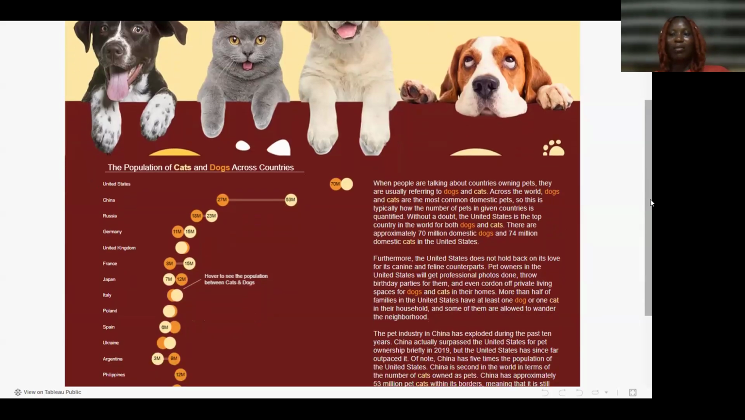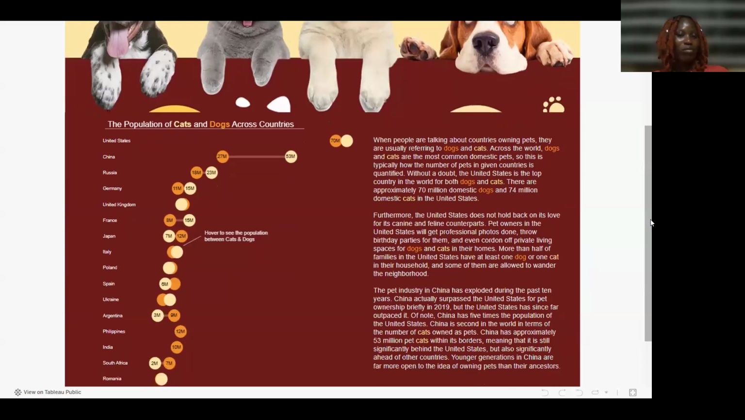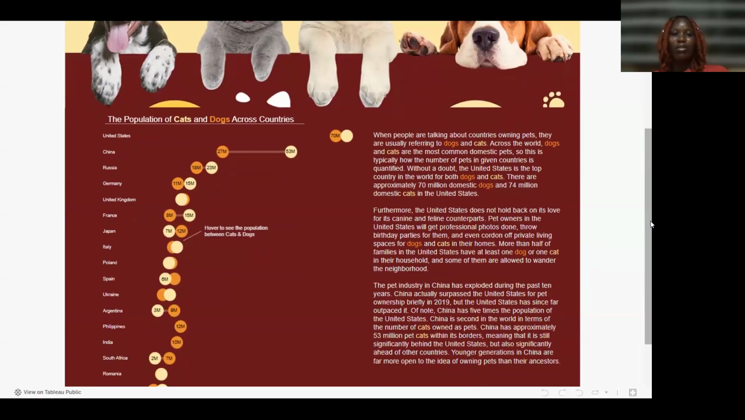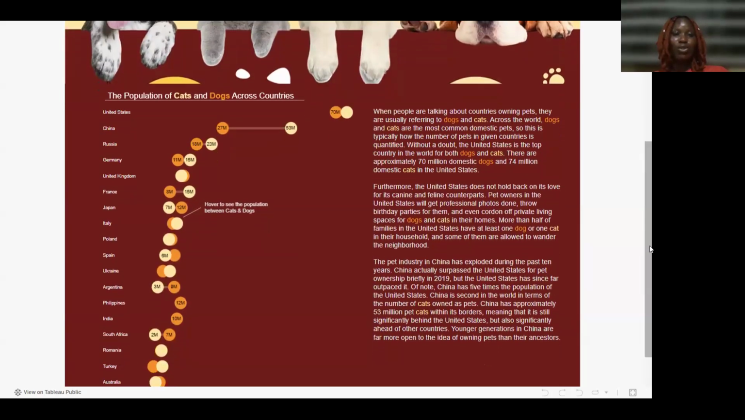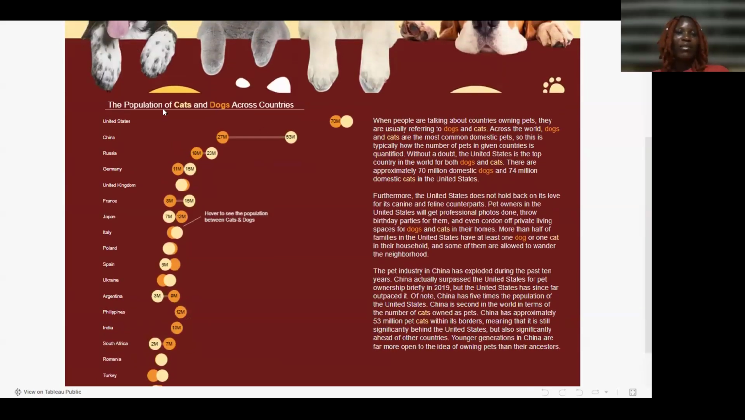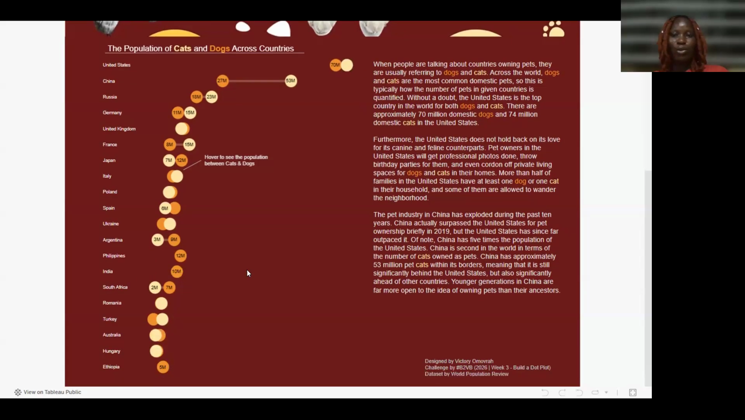Like I told you, choosing your color matters a lot. Your fonts, your color, and consistency with the use of colors. So whenever you see the cream, you know, okay, I'm talking about cats. When you see a little brown, I'm talking about dogs. So the population of cats and dogs.